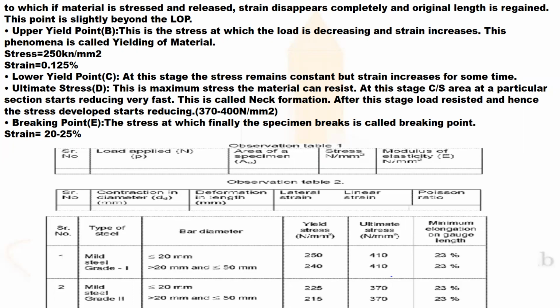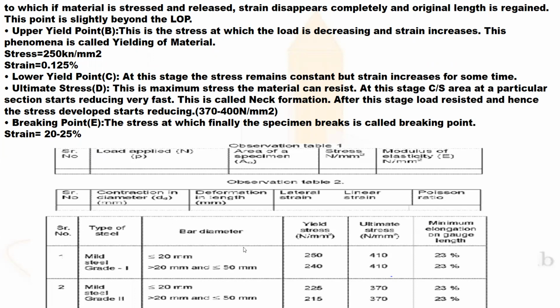After this, the load is resisted and hence the stress starts reducing, that is 370 to 400 Newton per mm square. Breaking point, that is E. Strain is 20 to 25%.